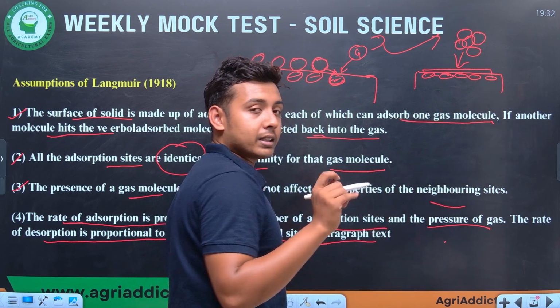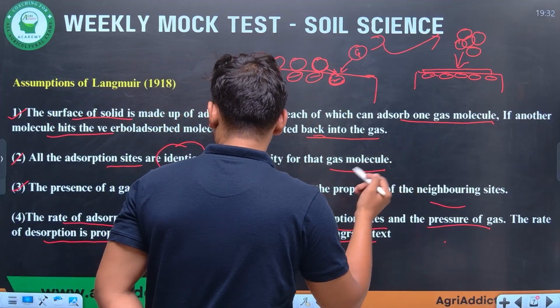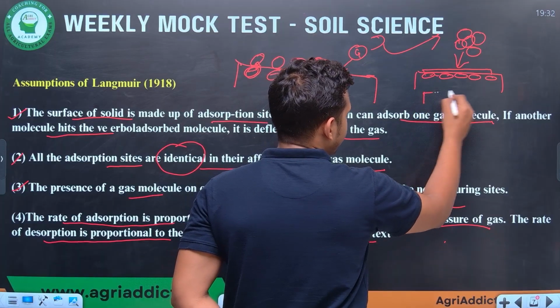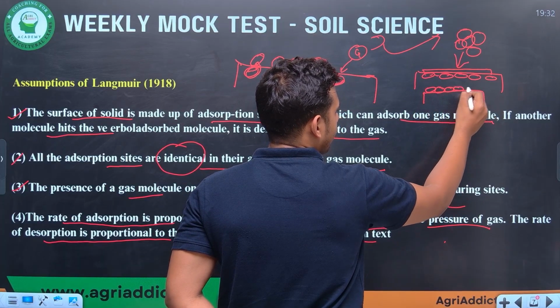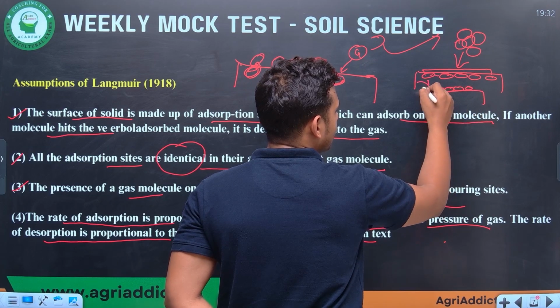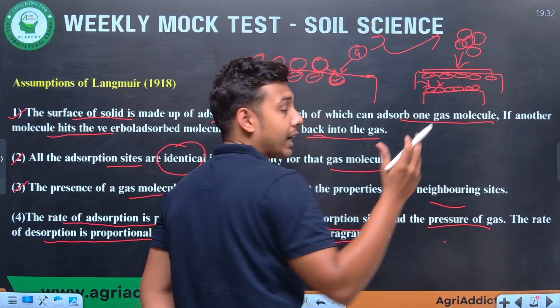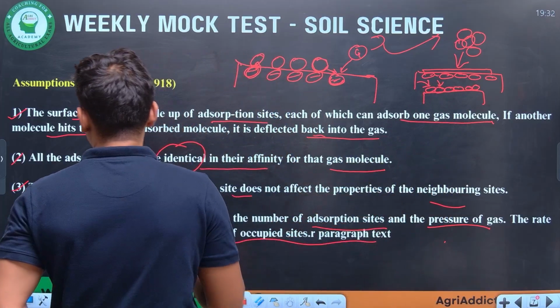If the pressure of the gas is less, the adsorption will be less. And also the desorption is proportional to the number of occupied sites. Means if the occupied sites are more, then the chances of desorption will be more, because the gas molecule will not get enough space to get adsorbed. So this is the fourth assumption.